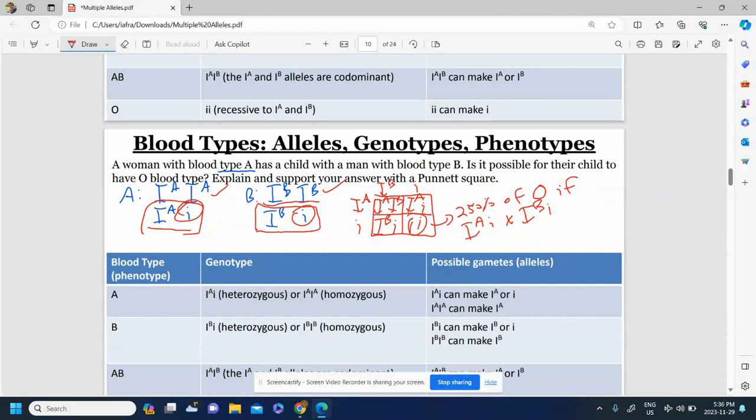Or if they're homozygous with a heterozygous, they still won't make the O because they need both to donate an i in order to make the O child. So it requires a bit of thinking. So think about what your genotypes are first, and then think about what the genotype of the target is. Blood type O, right? I should have written that out first. We want O, which is ii. That's your goal. Can the genotypes of your parents that you have there make your goal? And they can only if they both have a little i.